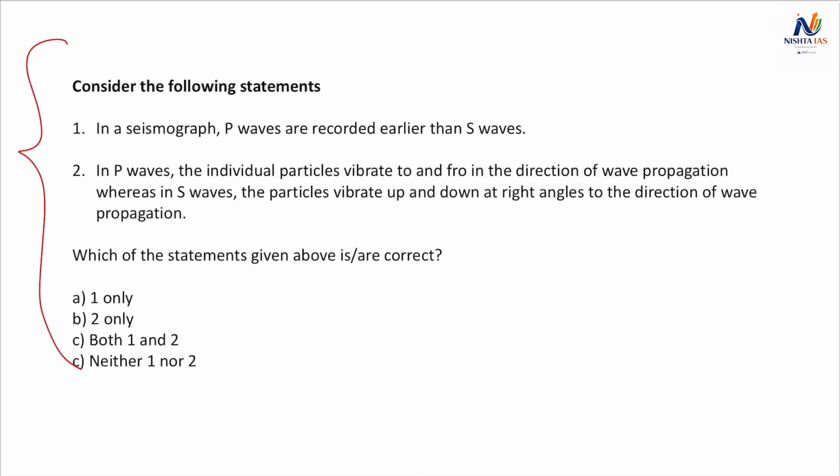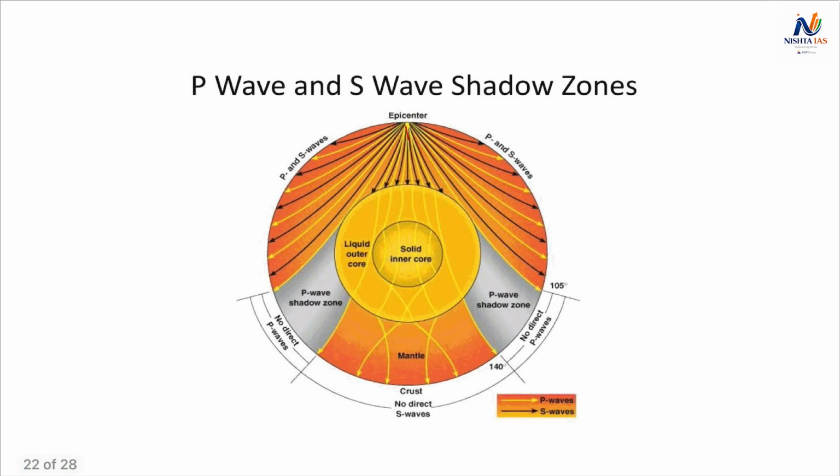And then, in P waves, the individual particles vibrate to and fro in the direction of the wave propagation, whereas in the S wave, the particles vibrate up and down at right angles to the direction of wave propagation. Yes, friends, in the earthquake, the P waves are the longitudinal waves and the S waves are the transverse waves. Hence, the S particles vibrate up and down, which is at right angles to the propagation of the motion. So for this question, we obviously have 1 and 2 both as the answer.